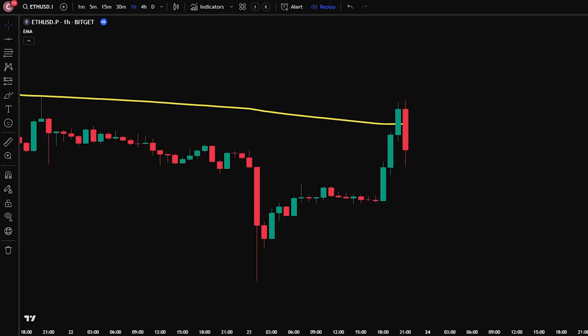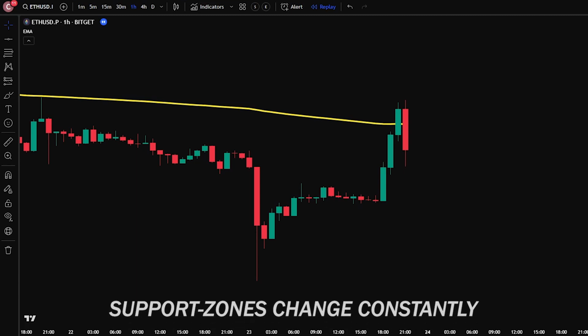Now, let me show you how to use the 200 EMA as dynamic support and resistance. What does this mean? Support and resistance are zones where the market encounters resistance or support and then continues in the prevailing trend. Why dynamic support? Dynamic because the EMA is always moving, and thus its support zones change constantly.